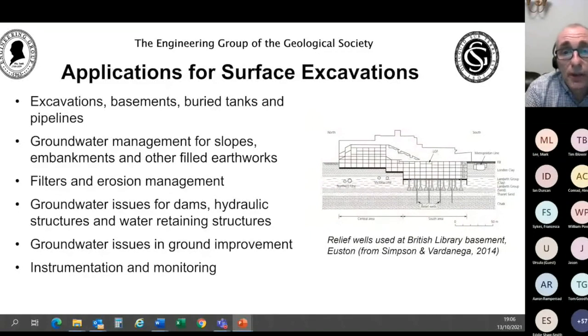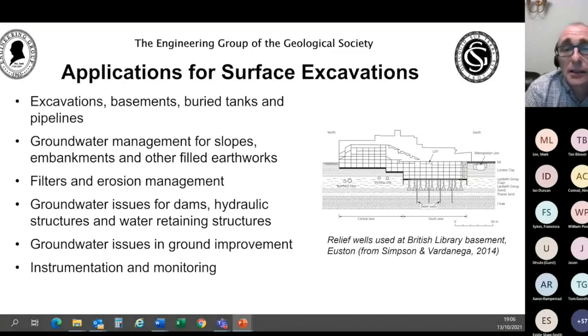So this chapter deals with the application of groundwater management for surface excavations. And by surface excavations, we mean relatively conventional excavations, basements and so on, buried tanks, pipelines. But as Tim highlighted in his discussion of the earlier chapters, there are quite a wide and diverse range of groundwater problems, and we try and cover those. That includes groundwater management for slopes, embankments and earthworks, filters and erosion management, and also dealing with groundwater problems in water retaining structures such as dams, how groundwater interacts with ground improvement, and also we address instrumentation and monitoring.